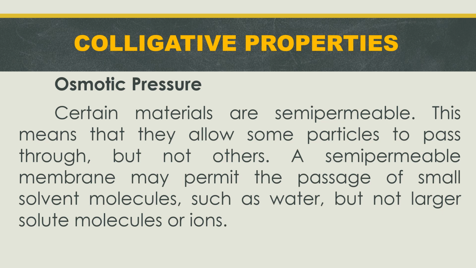So let's move on to the next colligative property, which is the osmotic pressure. Certain materials are semi-permeable. This means that they allow some particles to pass through but not others. A semi-permeable membrane may permit the passage of small solvent molecules such as water but not larger solute molecules or ions. I know you have a background on what a semi-permeable membrane is. One example of this in biology is the plasma membrane, which is a semi-permeable membrane.